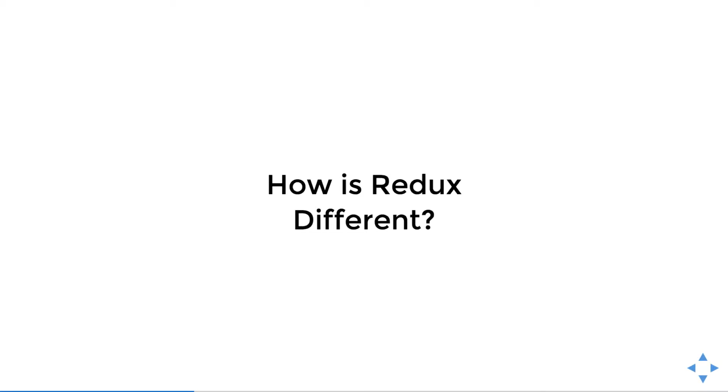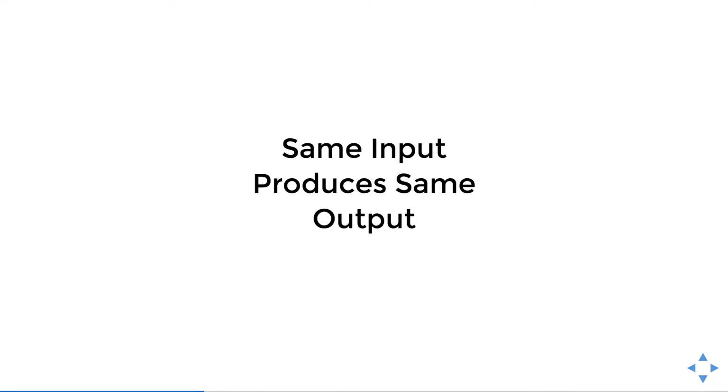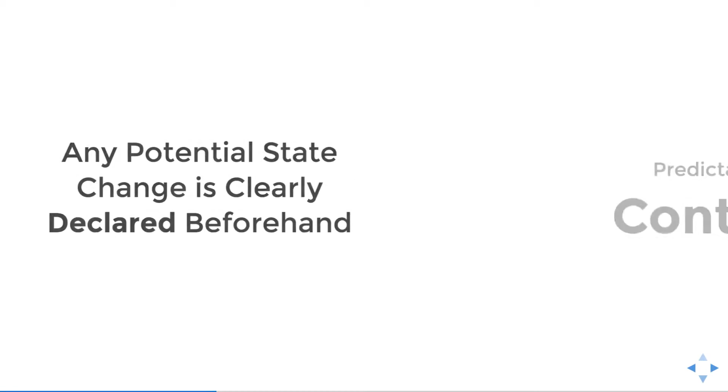So let's talk about how Redux is different in this context. Same thing. The same input produces the same output, always, right? So no surprises there. In addition to that, any potential state change is clearly declared beforehand. So there's no magic, there's no black box. If you want your state to be retained in your app, you've declared how. When that changes, you declared how. So there's no magic there, right?